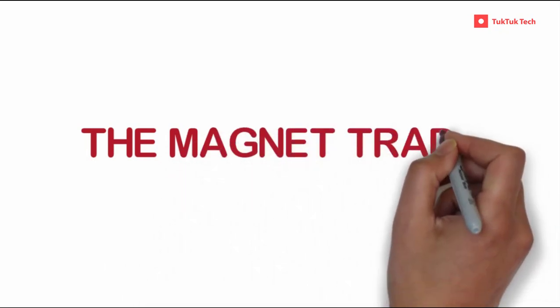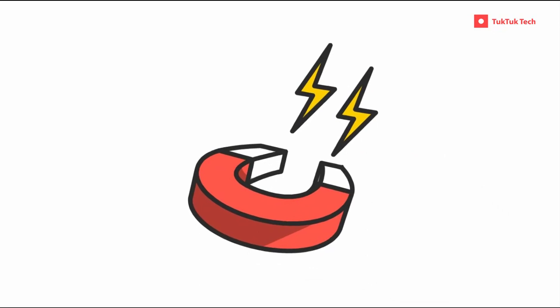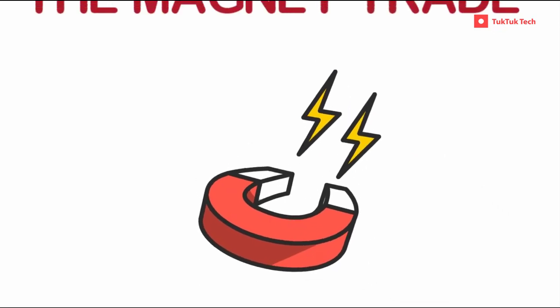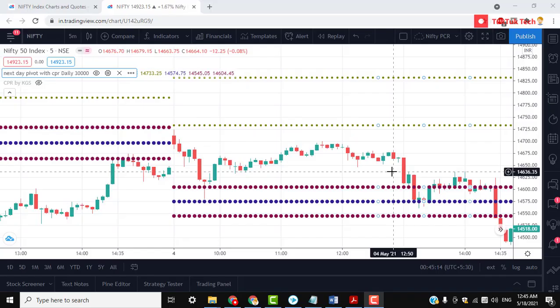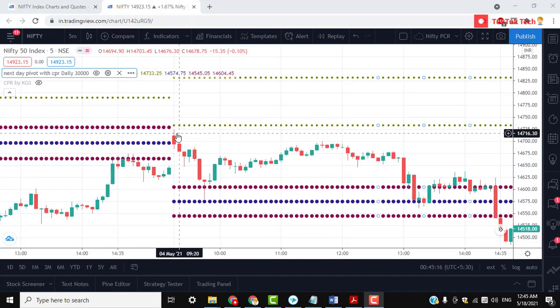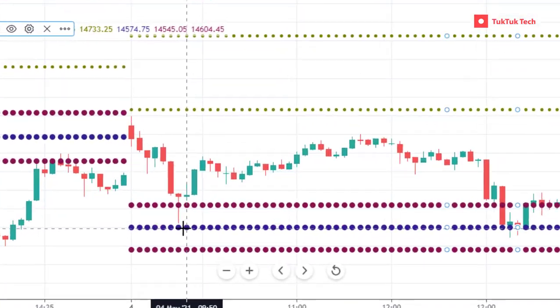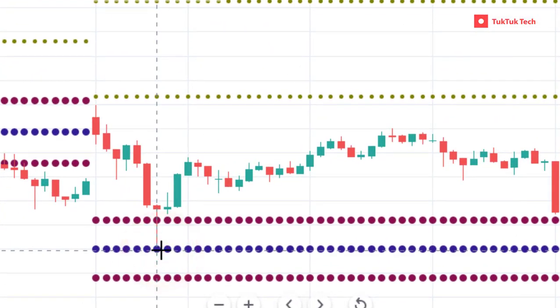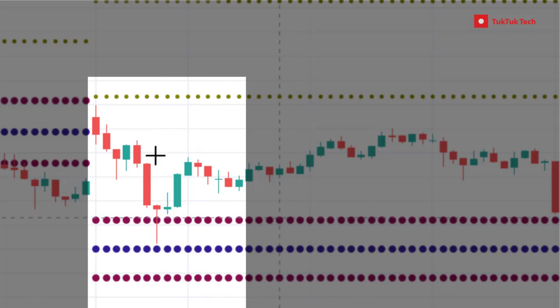Today, we will be looking at the magnet trade. The magnet trades are one of the simplest trading setups. If deployed properly, you can see the profits, usually within the first 30 to 60 minutes of the day.